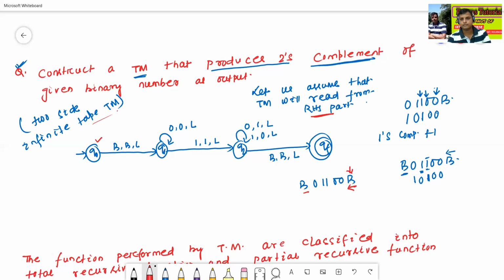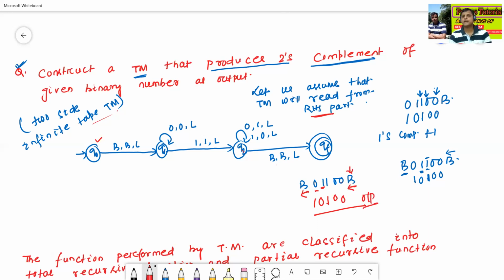Q1 reads 0, output is 0. Q1 reads 0, output is 0. Then Q1 reads 1, output is 1. Then it goes to the Q2 state. Q2 reads 0. Q2 reads 1, writes 0. Q2 reads 0, writes 1. When Q2 reads the blank symbol, just skip and go to the final state. So this is my output.